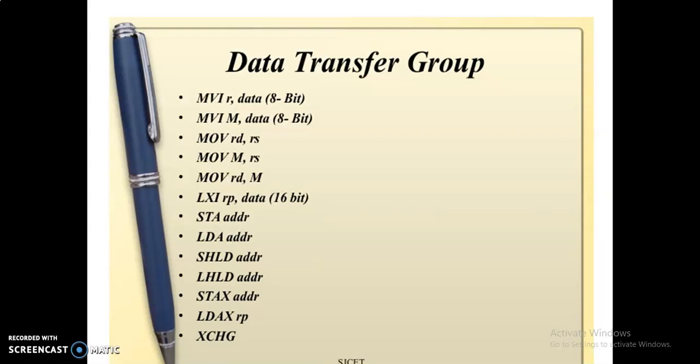The list includes MVI r, data, MVI M, data, LXI (load immediate), STA (store), LDA (load), SHLD (store HL pair), LHLD (load HL pair), and then STAX (store accumulator indirect), LDAX, and XCHG (exchange). These are the data transfer group of instructions available in the Intel 8085 microprocessor.